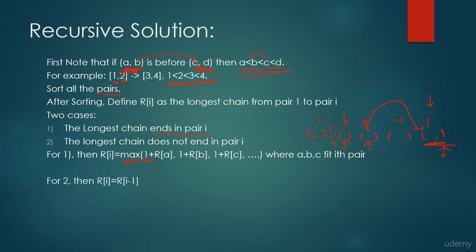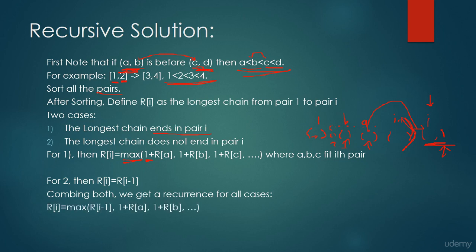Now what about the case when the longest chain doesn't end in pair i? That means simply Ri is Ri minus 1. The longest chain should be here. So we combine this and we get a recurrence for all the cases, which is Ri is the maximum of Ri minus 1, which comes from here, or 1 plus Ra, 1 plus Rb, and so on, which again comes from here. So that's the combined recurrence for all the cases.